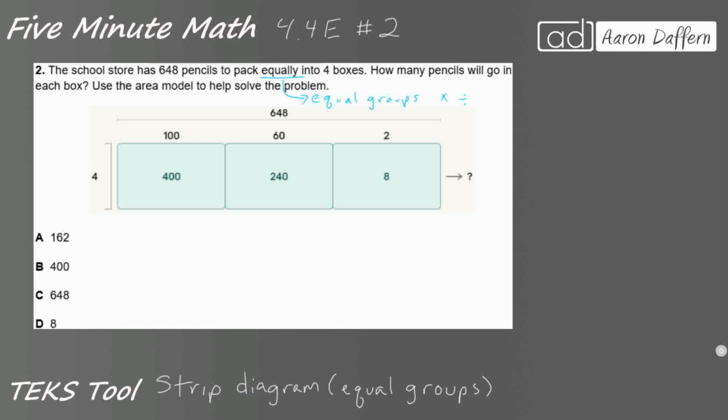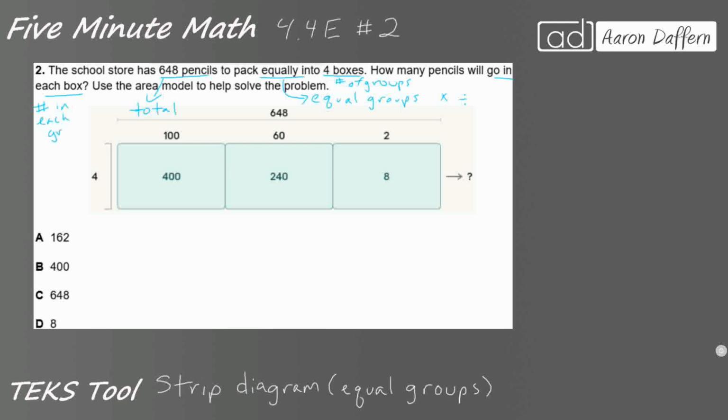Take a look at this 648. That's how many pencils the store has. So this is our total. Whenever we have the total, that means we are going to divide that into the number of groups or the number in each group. And it says that we have 4 boxes. So this lets us know that this is going to end up being the number of groups. And so what we're looking for, how many pencils will go in each box? This is the number in each group. That's our unknown.